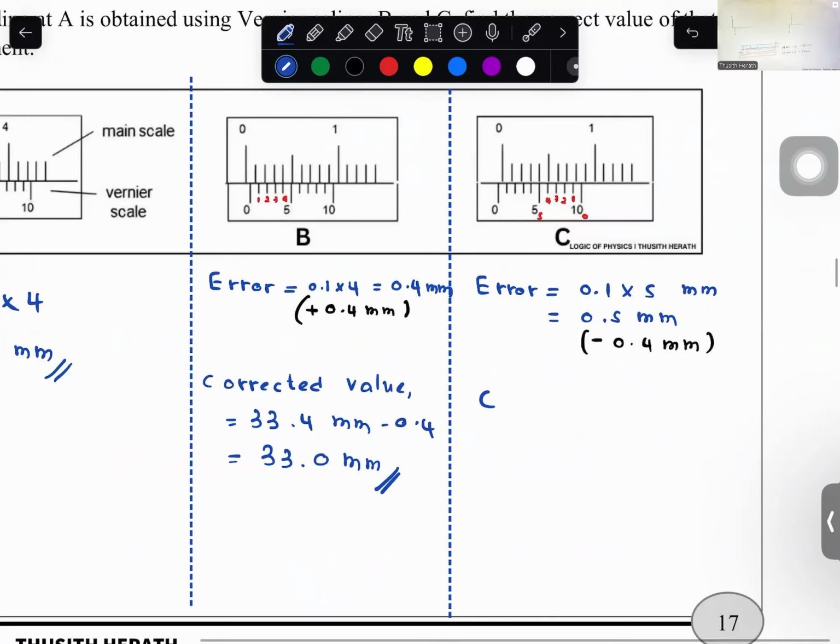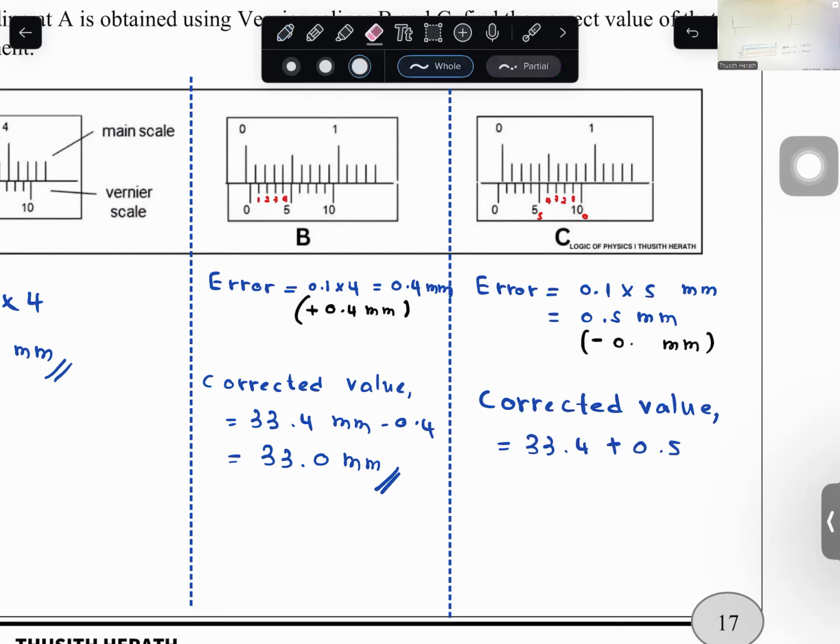To get the corrected value, remember the meter rule example, we have to add this value, right? So 33.4 plus 0.5 means 33.9 millimeters. This is the corrected value.